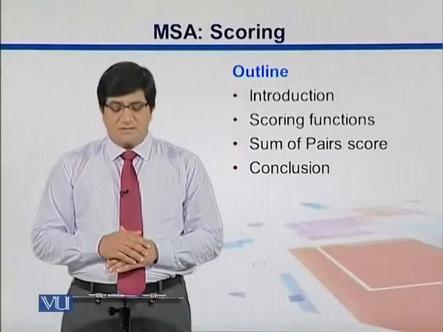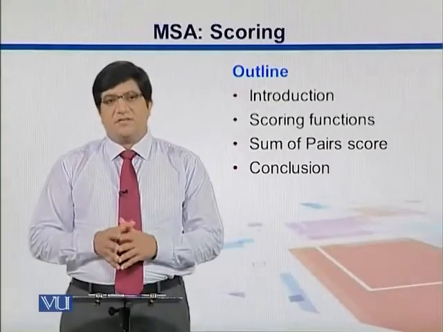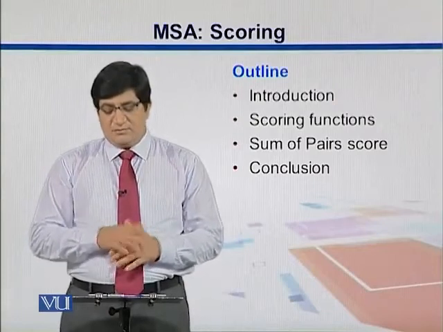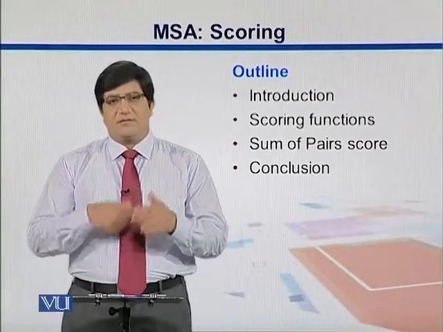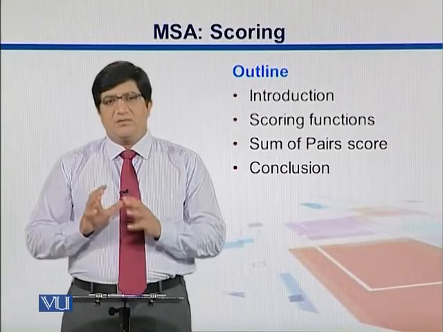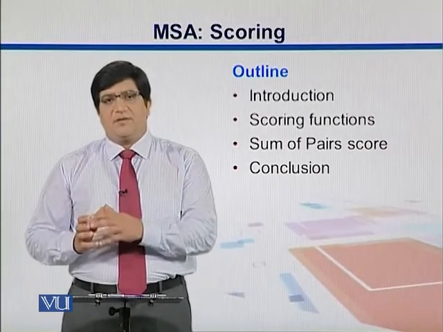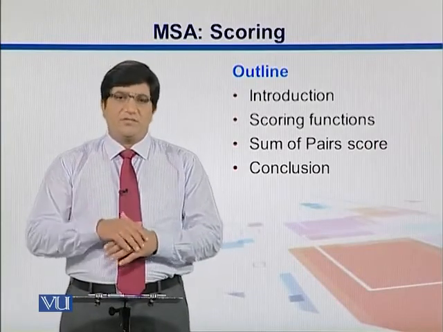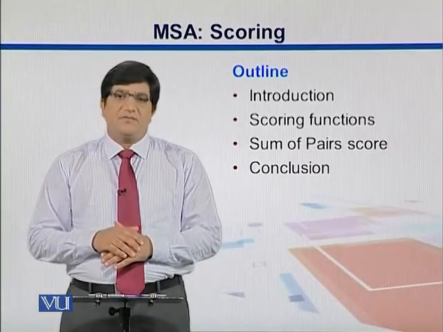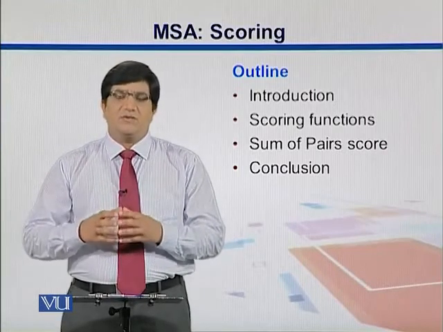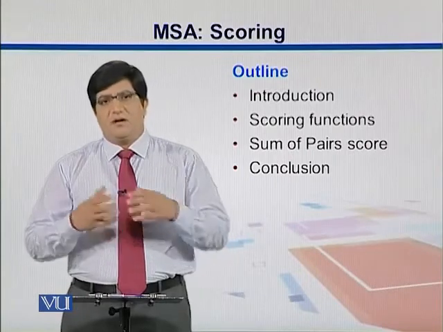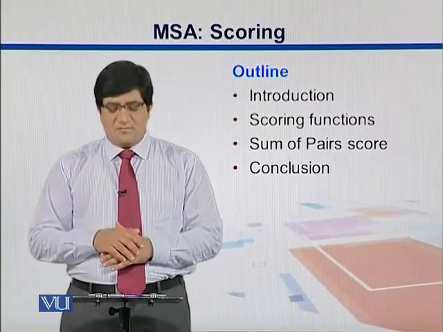Let's look into the scoring calculation or scoring function in MSA. We'll look into the scoring functions. We'll repeat here the sum of paired scores and how these scores which are captured in pairs are put into a scoring function, and then in the end we will see that the overall score of the alignment is the summation over all individual scores for all pairwise comparisons.